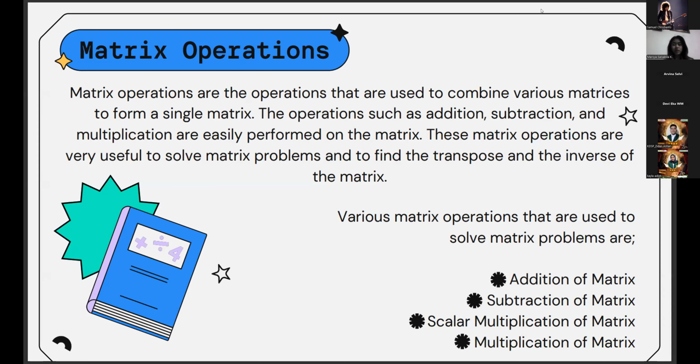The various matrix operations that are used to solve matrix problems are: the first one is addition of matrices, the second one is subtraction of matrices, the third one is scalar multiplication of matrices, and the fourth one is multiplication of matrices.